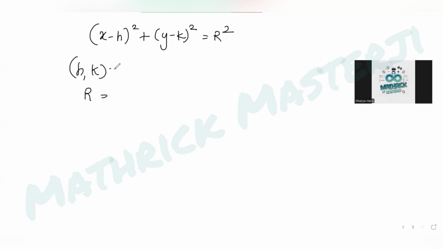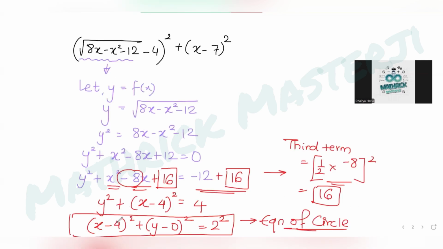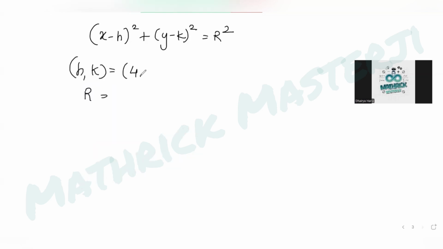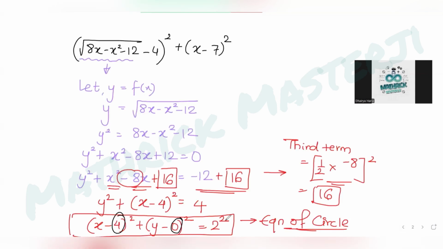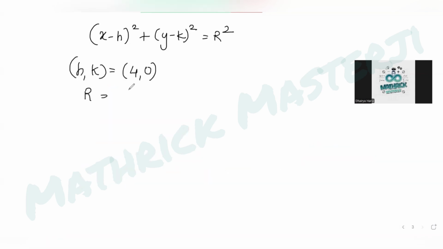If I compare this equation of the circle with the general equation of a circle, x minus h the whole square plus y minus k the whole square equals r square, then the center coordinates h comma k are 4 comma 0, and the radius r is 2. So radius is 2.